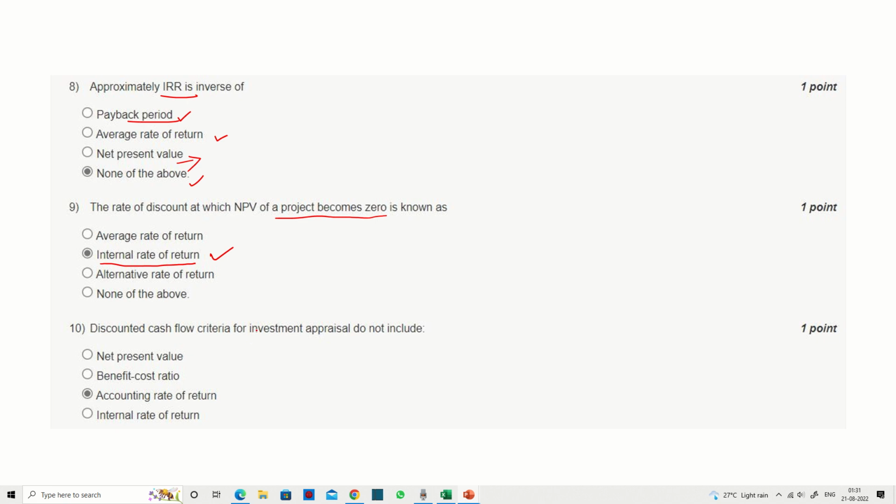Discounted cash flow criteria for investment appraisal do not include. This is having discounted cash flow. This is like the profitability index, which has discounted cash flow, and internal rate of return by its definition has discounted cash flow, and the only thing that remains is accounting rate or average rate of return. This is also known as average rate of return, and hence this one is the correct answer, and this only among all the four is not based on discounted cash flow.